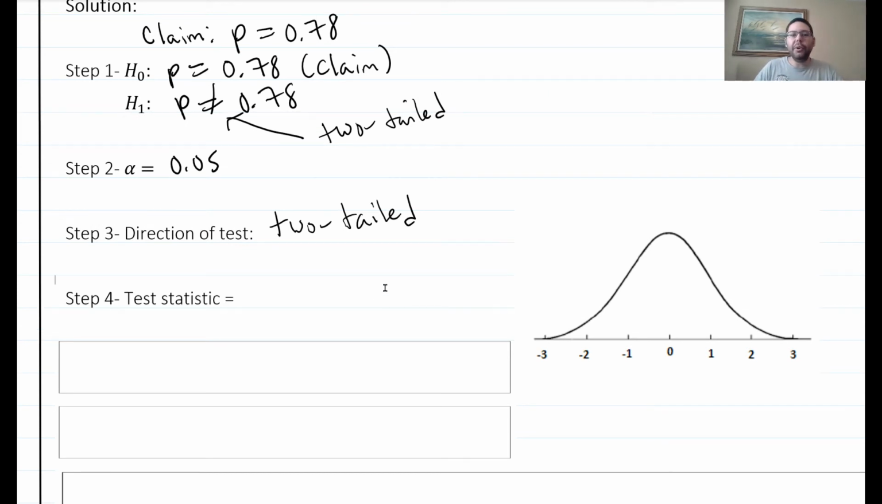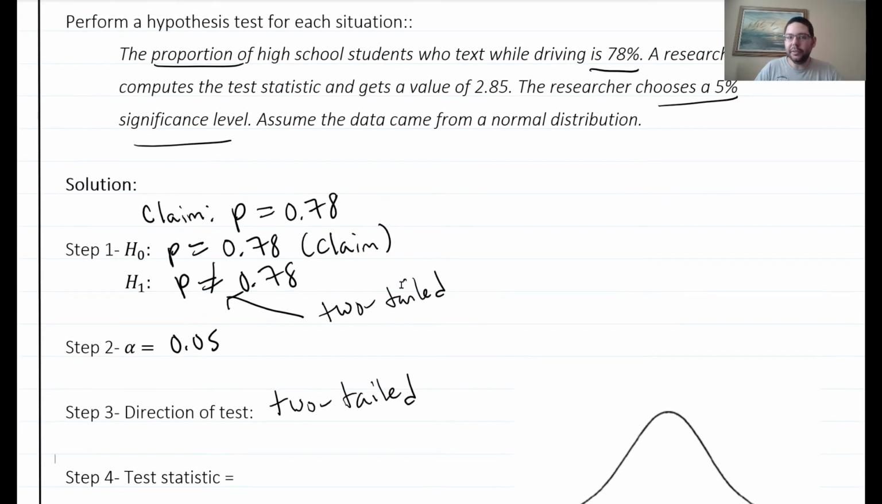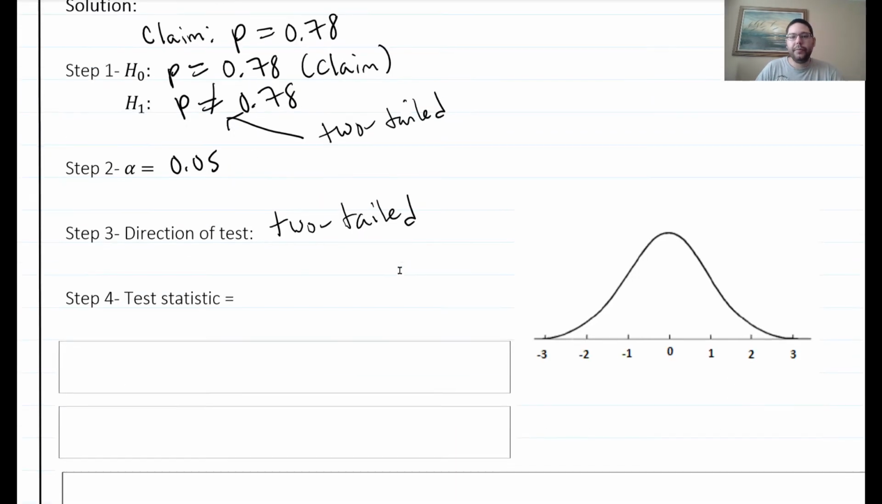Step 4, determine your test statistic. They already tell you what that is. They tell you the test statistic is 2.85. So let's write that down, 2.85. Now, because it's a two-tailed test, that means we have 2.85 and negative 2.85. Okay, so that's key here.